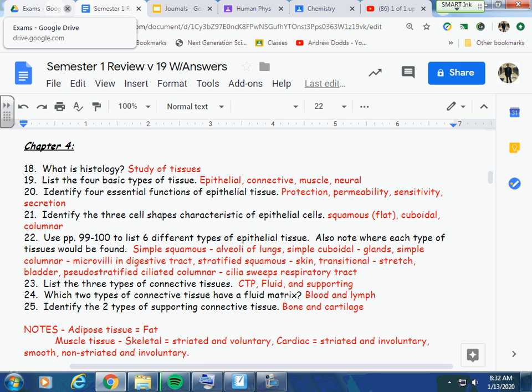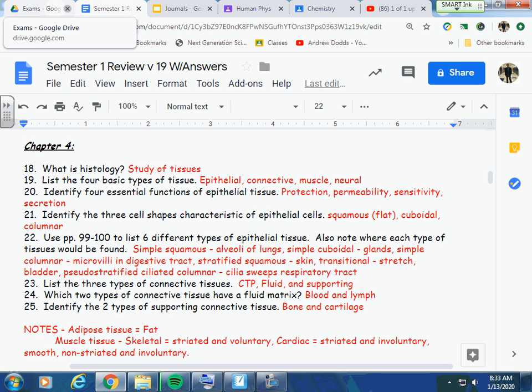20, identify four essential functions of epithelial tissue: protection, permeability, which means it can decide some things can go through, some things can't, sensitivity, like with receptors, and secretion. 21, identify the three cell shapes. So they can be flat, which we call squamous. They can be cube-shaped, cuboidal, or column-shaped, which are columnar.